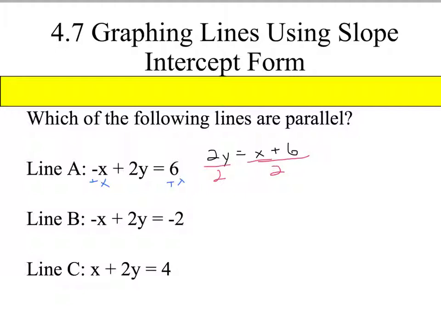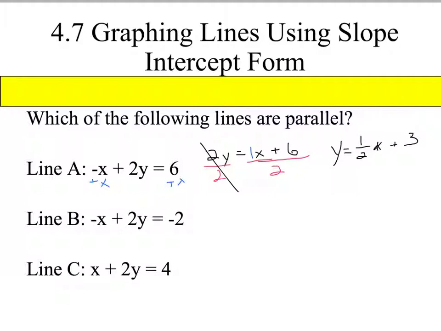Then I'm going to divide by 2, which means I divide both of these by 2. When I divide x by 2, what is the coefficient next to the x on this first one? Well, it's 1. So my coefficient here is 1/2 x, plus 6 divided by 2, which is 3.